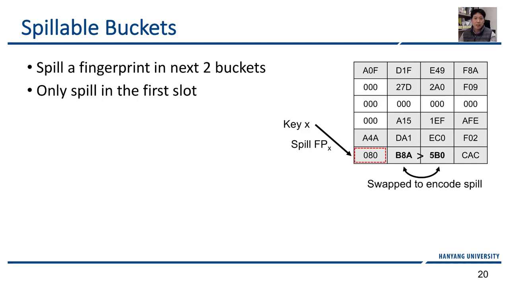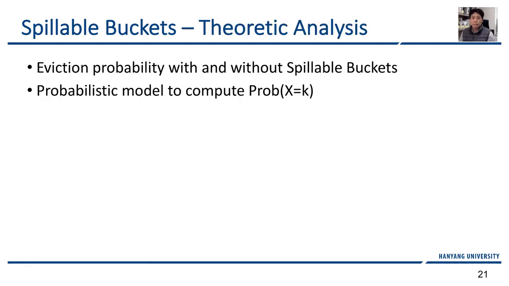Then we encode the fact that the first slot stores a spilled fingerprint in the bucket. If the second slot's fingerprint is larger, then it means that the spilled fingerprint is in the first slot. Spillable buckets reduce eviction by spilling a fingerprint in a nearby bucket that is likely to be in the cache. To study the effect of spillable buckets, we compute the eviction probability at a given load factor with and without spillable buckets. For that, we design a probabilistic model that computes the probability that a bucket has k number of keys. The details, including proofs, are in the paper, and we present the result of the analysis here.